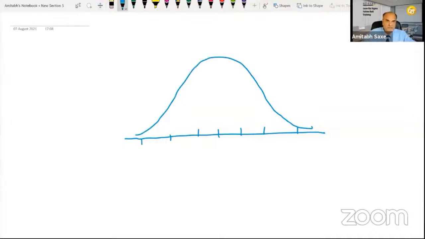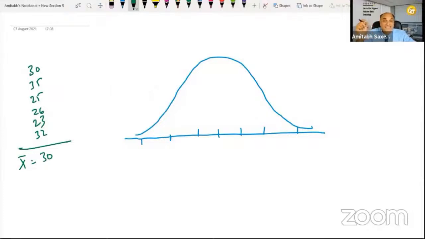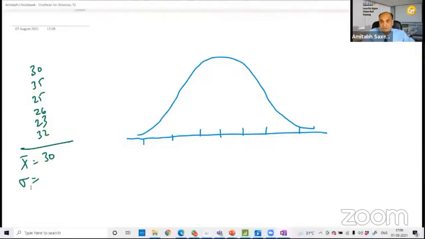Suppose I take my example of traveling time to my office. Every day I collect data for, let's say, 7-8 days. One day I took 30 minutes, one day 35 minutes, one day 25 minutes, and so on and so forth. It will always have an average, and it will also have something called standard deviation. I will not be covering how to calculate the standard deviation in this module, but just be aware that it exists. Nowadays, you can easily calculate it using tools.